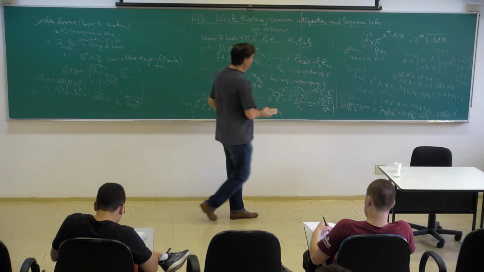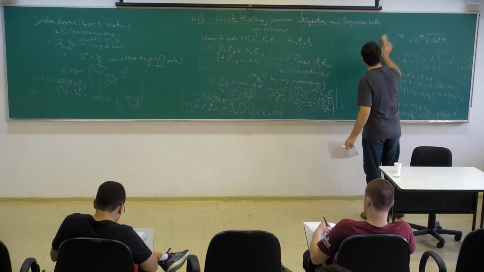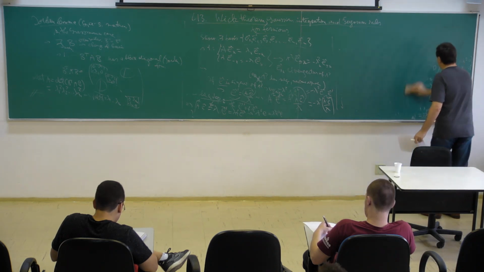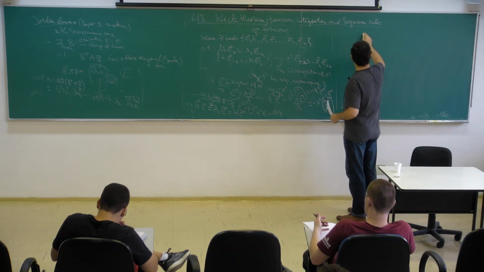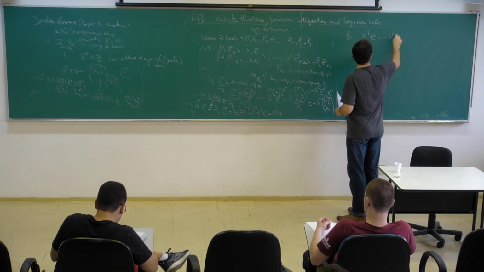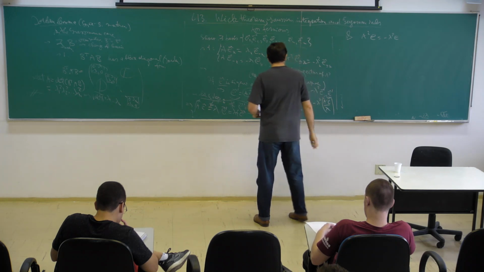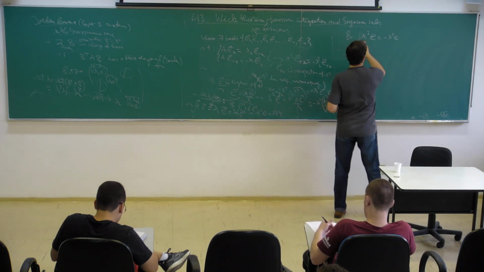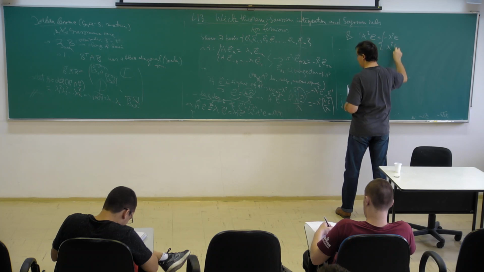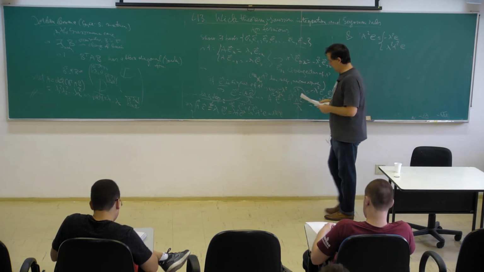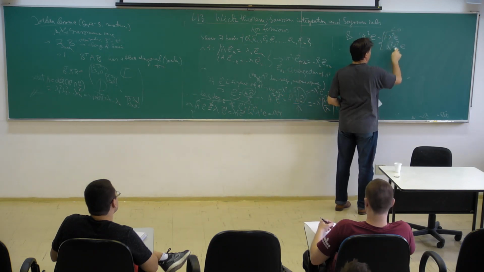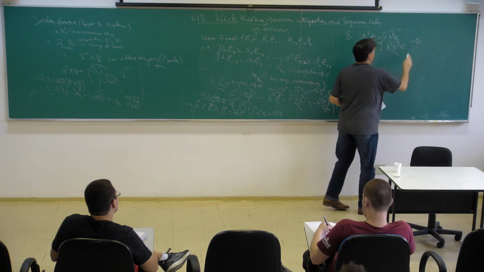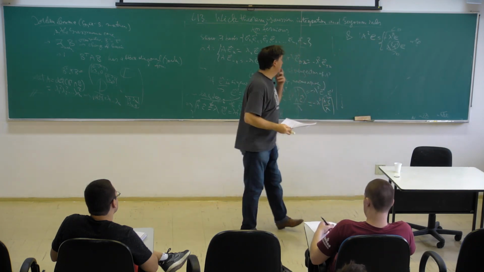On the other hand, by the definition of E as an eigenvector of A squared, I would get that A squared E is also equal to minus lambda squared E. And you see the contradiction, right? This is negative, whereas this is positive. So we will obtain a contradiction, right?